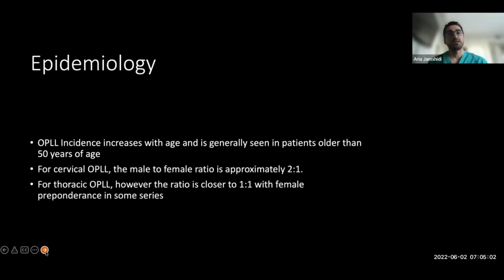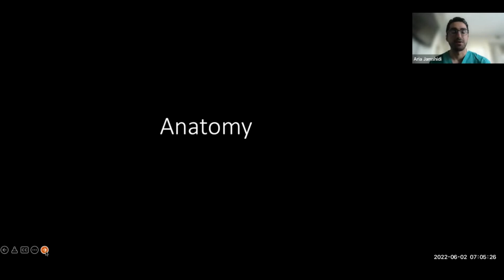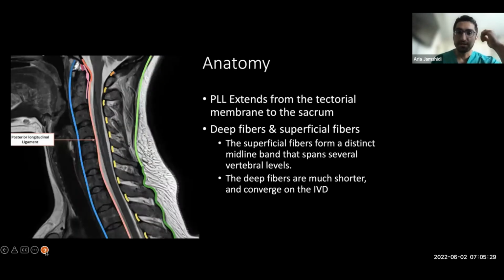In terms of the incidence in the general population, it's thought to occur more frequently in patients who are older, around 50 years of age, because that's typically when they present. For cervical OPLL, the male to female ratio is approximately 2 to 1, and for thoracic OPLL, the ratio is closer to 1 to 1 with a slight female preponderance. Now, briefly, just to discuss the anatomy of the posterior longitudinal ligament. It extends from the tectorial membrane, here highlighted in orange, all the way down to the sacrum.